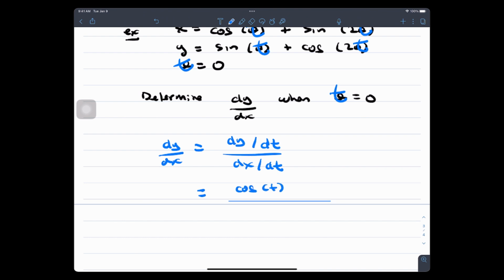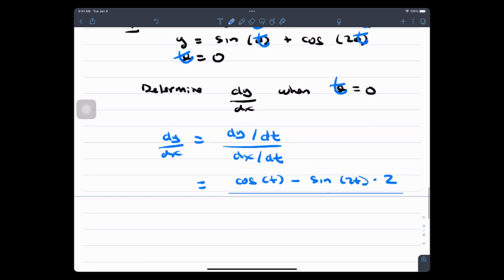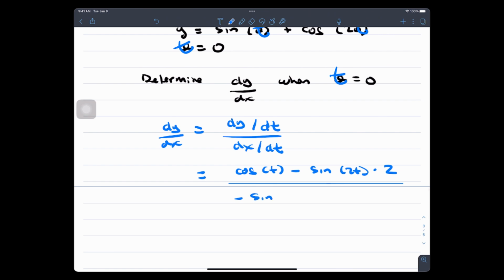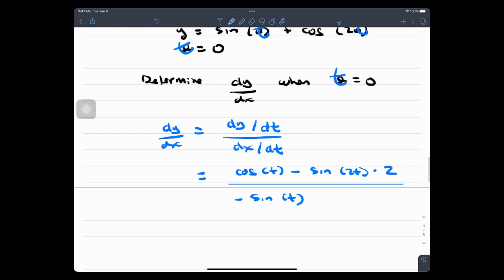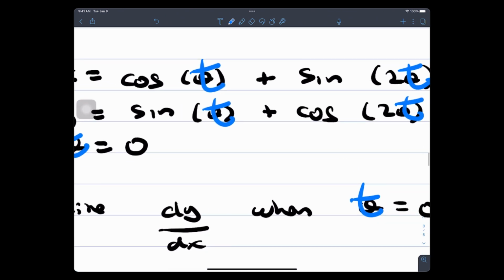Cosine. Now, what's the derivative of cosine 2t? Well, you're going to use chain rule. So the derivative of cosine, isn't that minus sine? Minus sine 2t times what number? 2. And what's dx dt? Derivative of cosine is minus sine t. And then chain rule again. Derivative of sine is cosine plus cosine 2t. Don't forget by chain rule, that's times 2. So you're taking the derivative of these functions here.